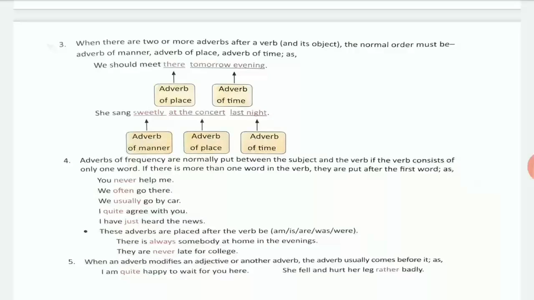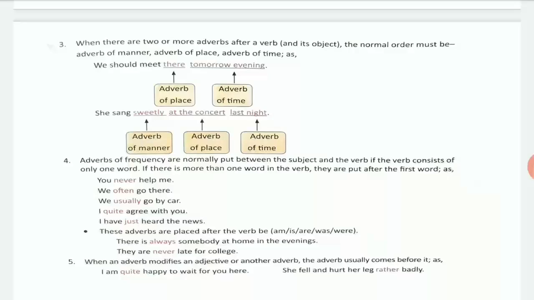Then adverbs are placed after the main be verb forms, like am, is, are, was, were. So if in a sentence there is the verb be or its forms, am, is, are, was, were, then the adverb of frequency will be placed right after the verb be or its forms. There is always somebody at home in the evenings. They are never late for college. So in both these sentences, you will observe the position of the adverb of frequency. It has been placed right after the verb is and are. Always and never have been placed right after the verb is and are, the forms of be.